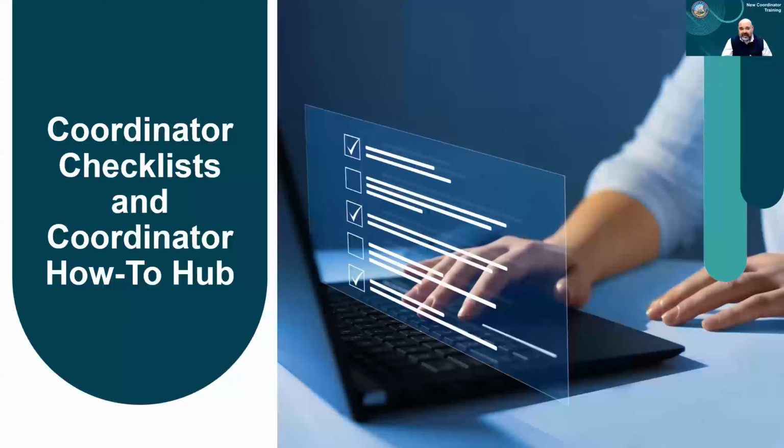The second resource we want to really just showcase right now is the Coordinator How-To Hub. This is a page on the CAASPP and ELPAC website that collects all existing how-to resources and organizes them by time and by topic. If you're ever stuck on how to do something, it's a great place to start.